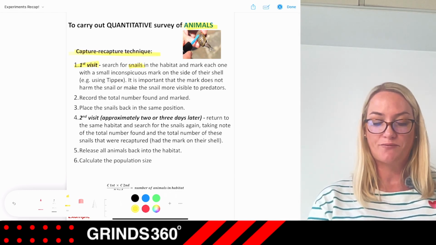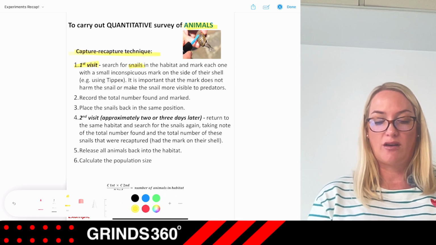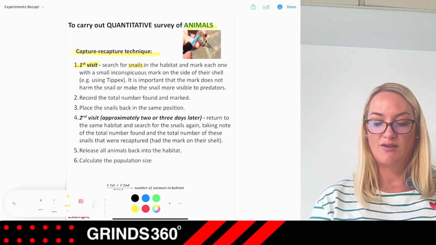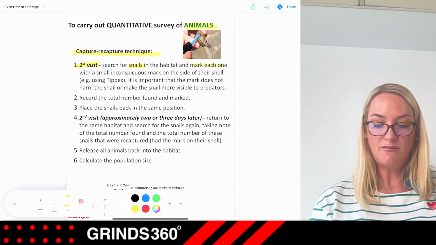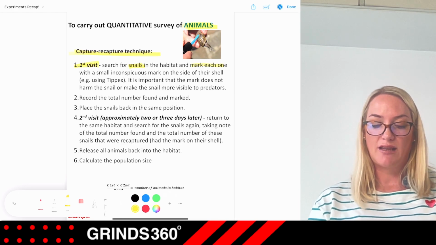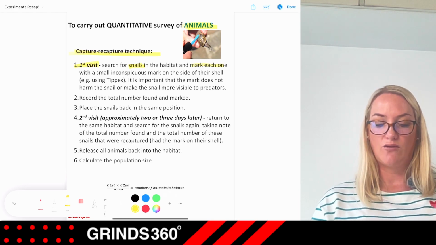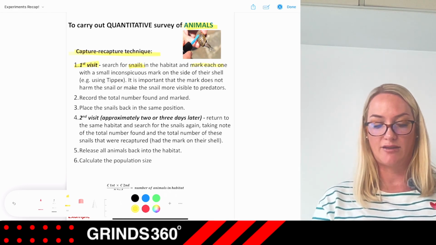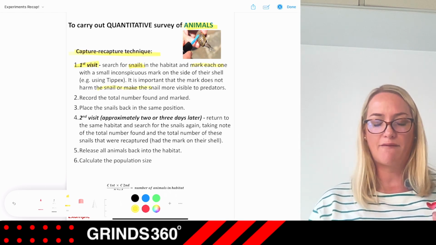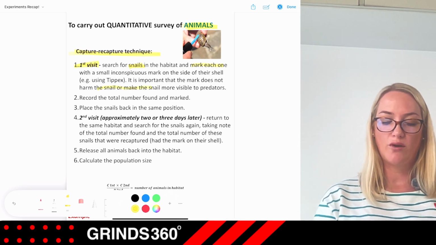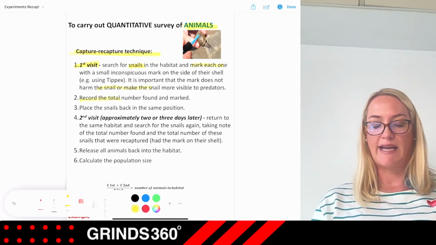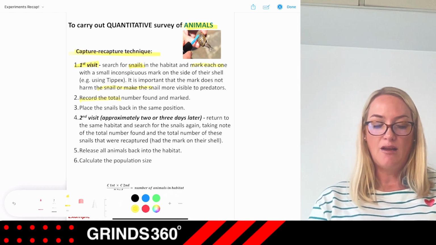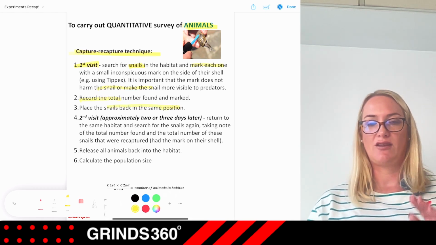So mark each one with an inconspicuous mark on the back, or a mark on the back. So we're looking for your mark in them on the shell. So it's important that the mark does not harm the snail or make it more visible to the predators. Okay, so make a reference to that. Record. So record the total number found and marked. Place them back in the same position. So that's your day one.